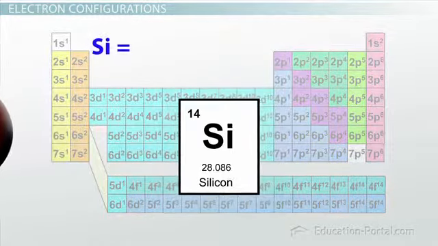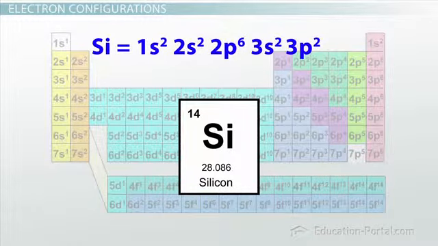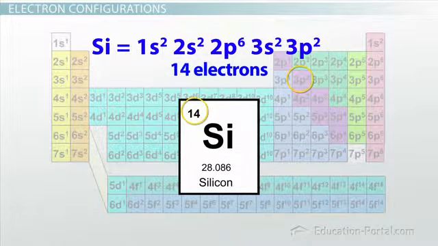You should have an answer of 1s2, 2s2, 2p6, 3s2, 3p2. Silicon has a total of 14 electrons, which are all represented by that electron configuration. So what do all those numbers and letters mean? This lesson is going to crack that electron configuration code.